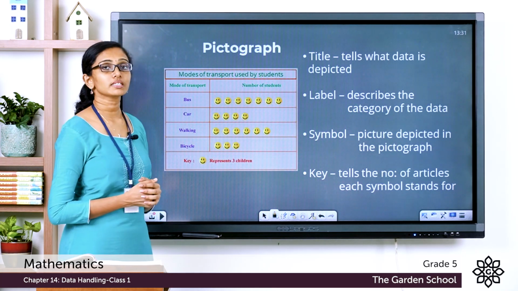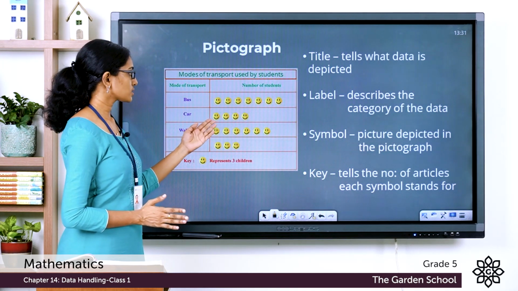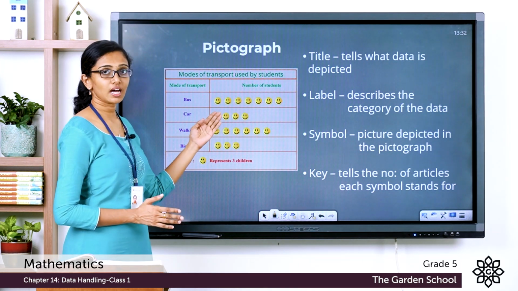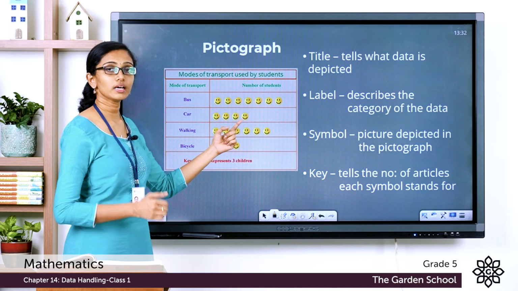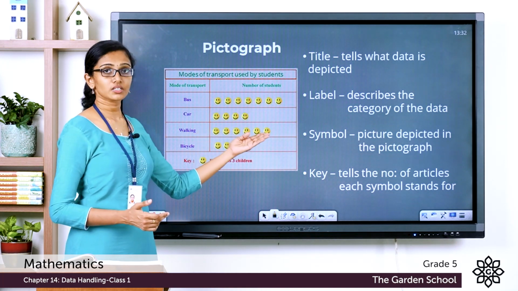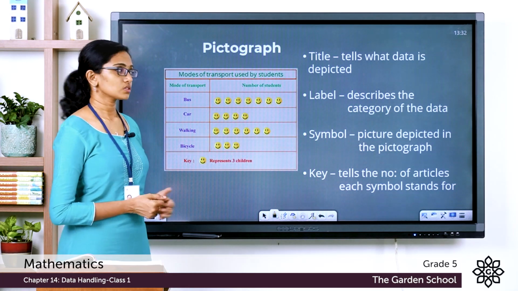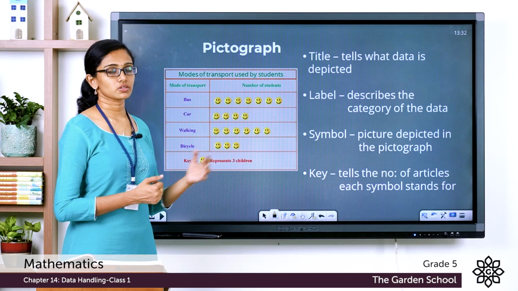And what about the total number of students that use car as a mode of transport? The number of smileys used here is 4: 1, 2, 3, 4. Each smiley represents 3 students. So 4 into 3, that is a total of 12 students. Similarly, the other 2 cases as well. So this is how you read data from a pictograph.